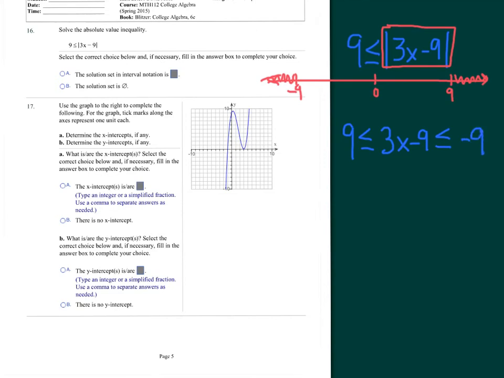So we're going to end up with both sides of this number line represented here. So what we'll do is we'll solve for x, add 9 to all 3 sides of this. Now we've got 3x in the middle.